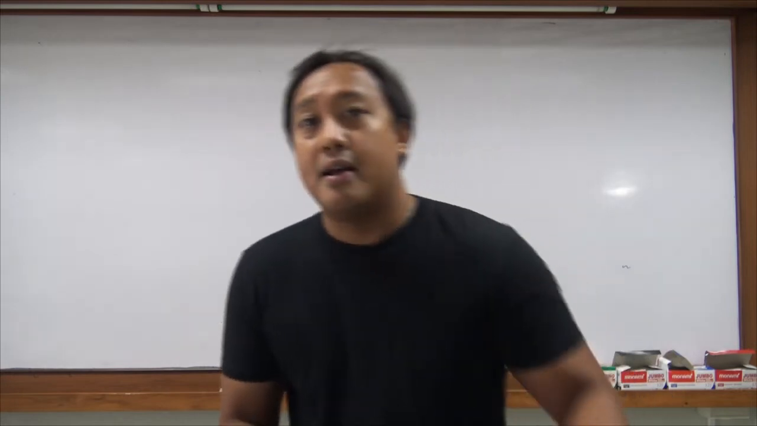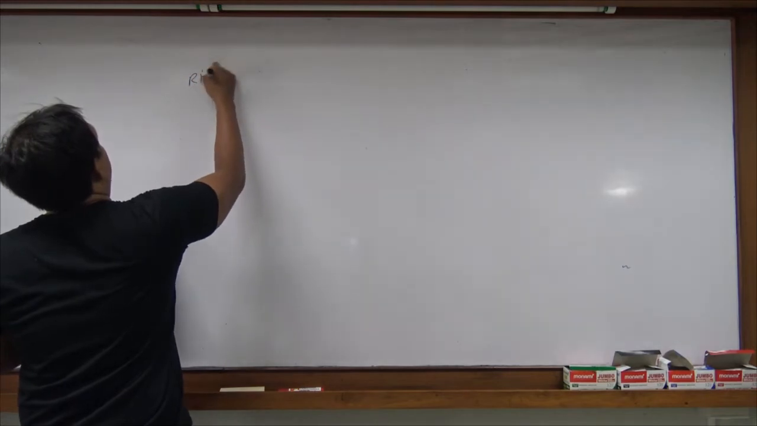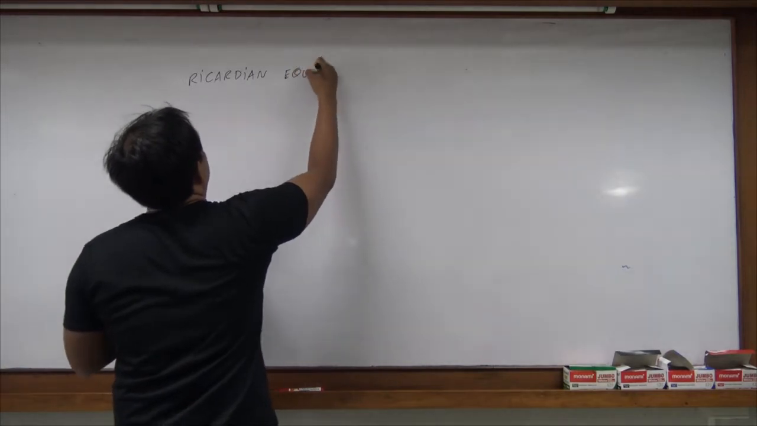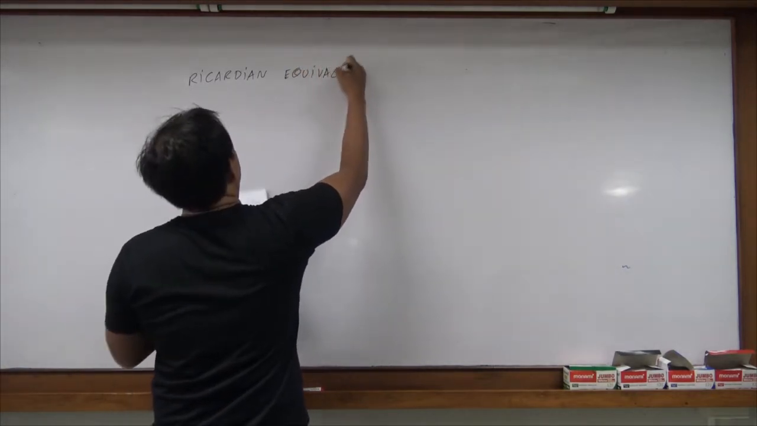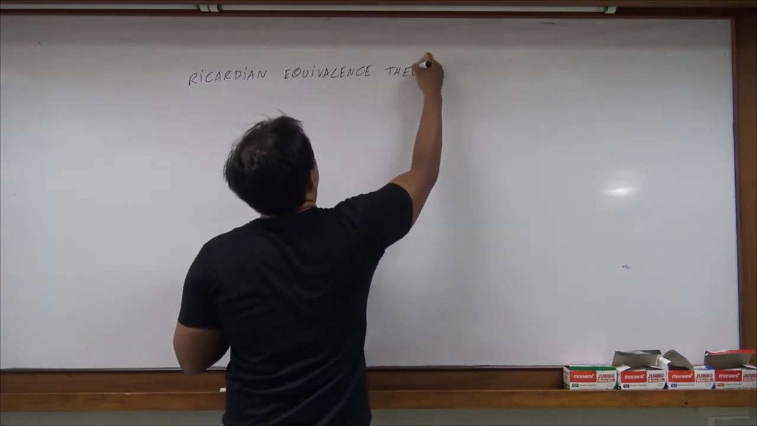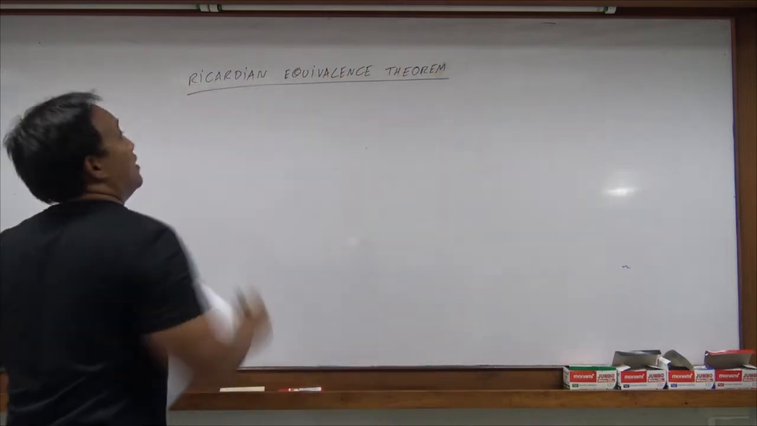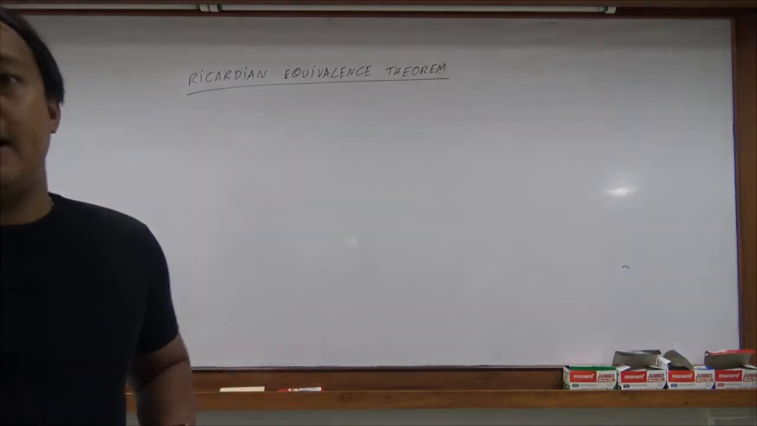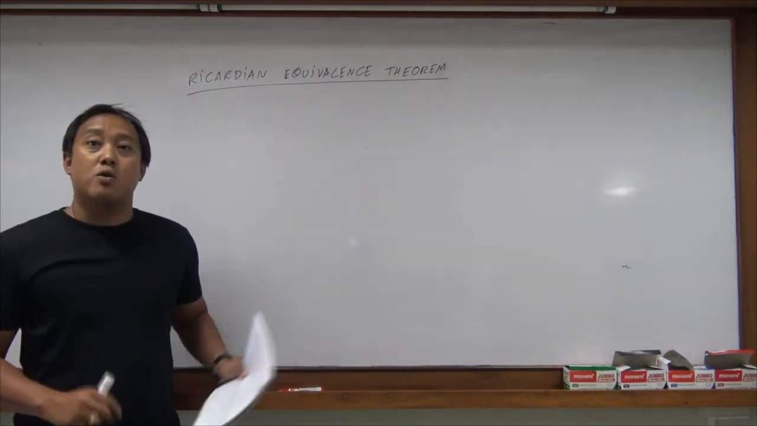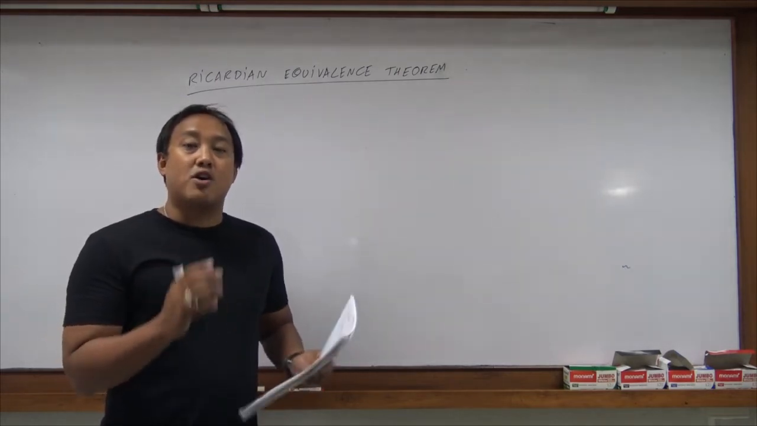Today we're going to talk about the Ricardian equivalence theorem. This is going to be the theory about consumption, consumption and tax: how tax affects consumption.